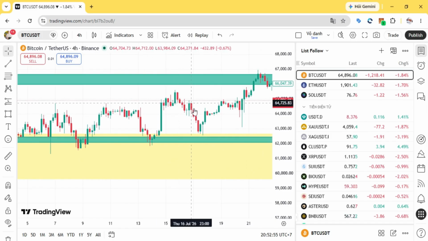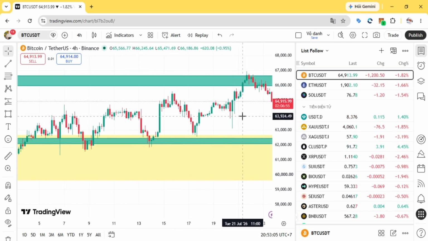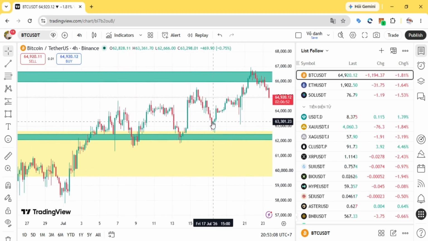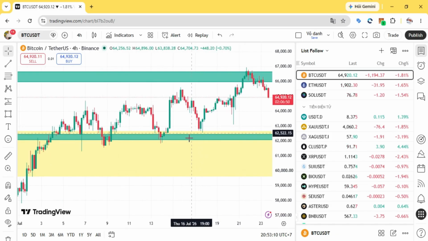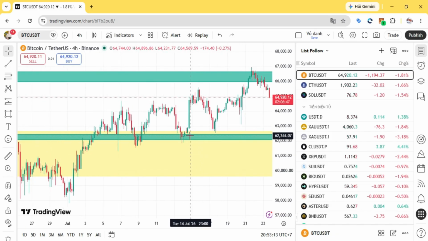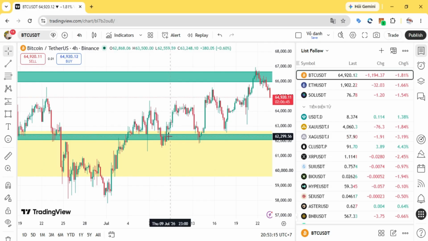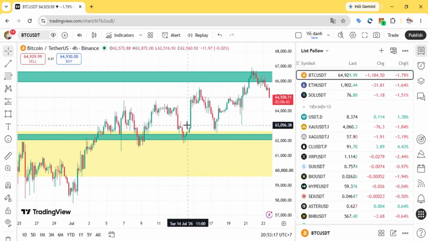Here, it continues to go down, touches the support zone, and then continues to be dominated by green candles moving upward. So we will enter a position, we will go long at the support zone. We are only allowed to go long at the support zone, right? And if a reversal candlestick pattern forms at the support zone, then we will enter a long order.